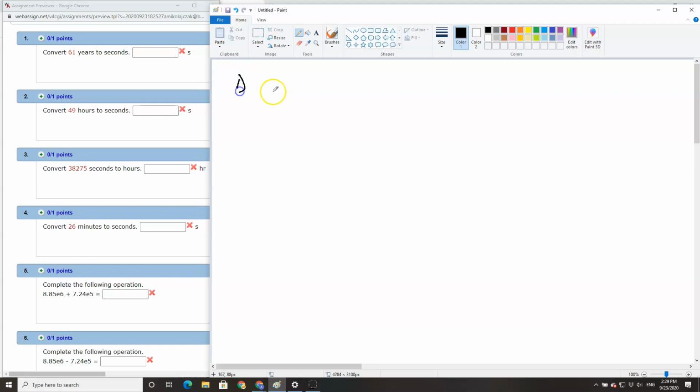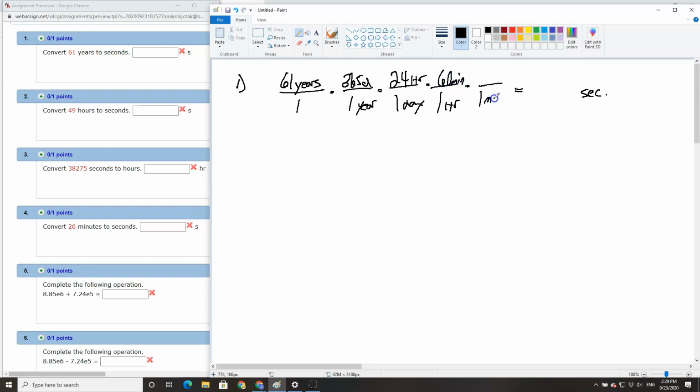On the WebAssign, we have 61 years that we need to convert into seconds. So we'll start with 1 year is 365 days. 1 day is 24 hours. 1 hour is 60 minutes. 1 minute is 60 seconds.